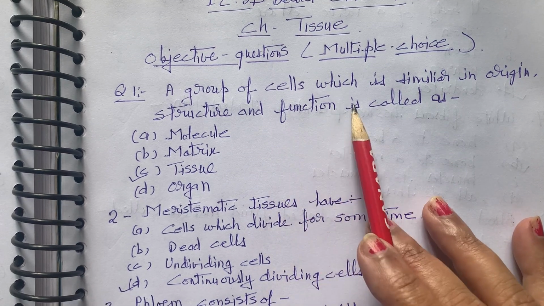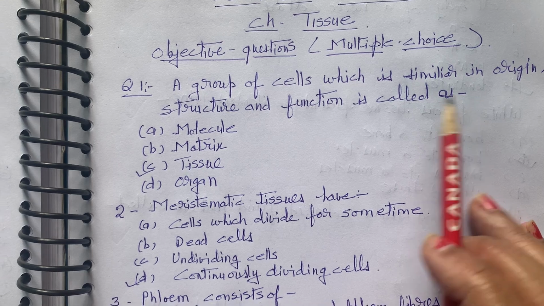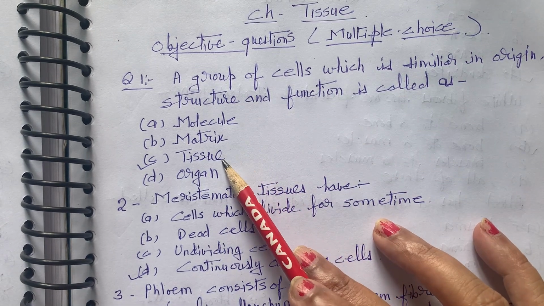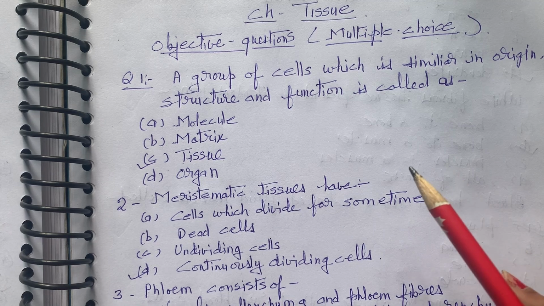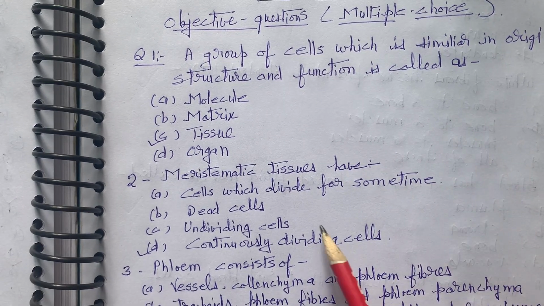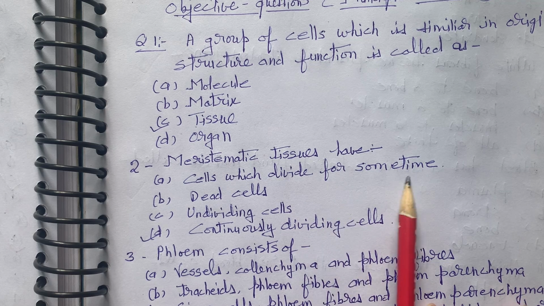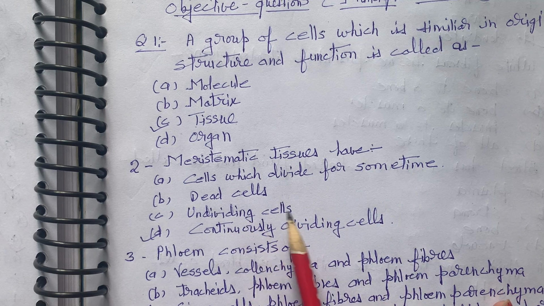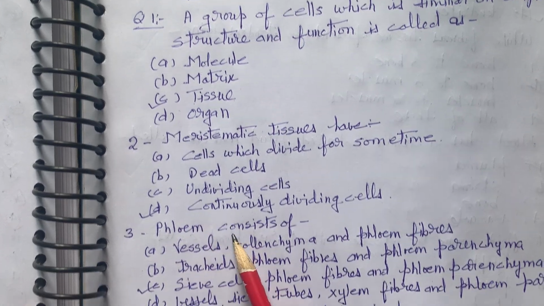First, a group of cells which is similar in origin, structure and function is called: molecule, matrix, tissue, organ. Correct option is tissue. Here I am giving you answers also along with your questions. Meristematic tissues have cells which are: dividing for some time, dead cells, undividing cells, continuously dividing cells. Correct option, continuously dividing cells.